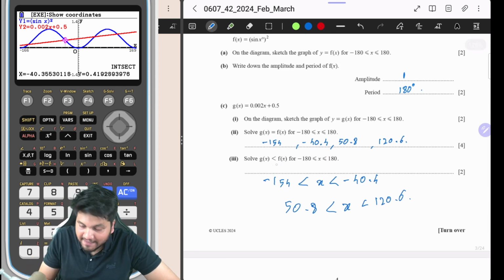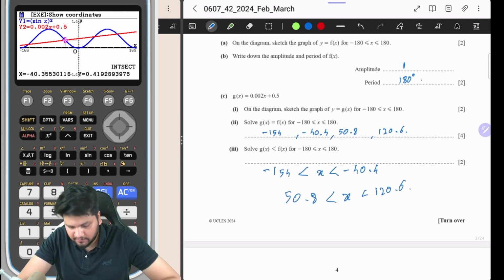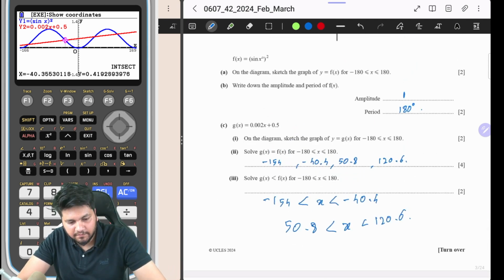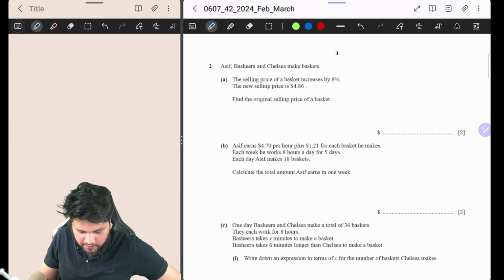And see, they have said less than. So I didn't put less than or equal to, I just put less than. That's it. That was your first question. Now let's start with the second question.